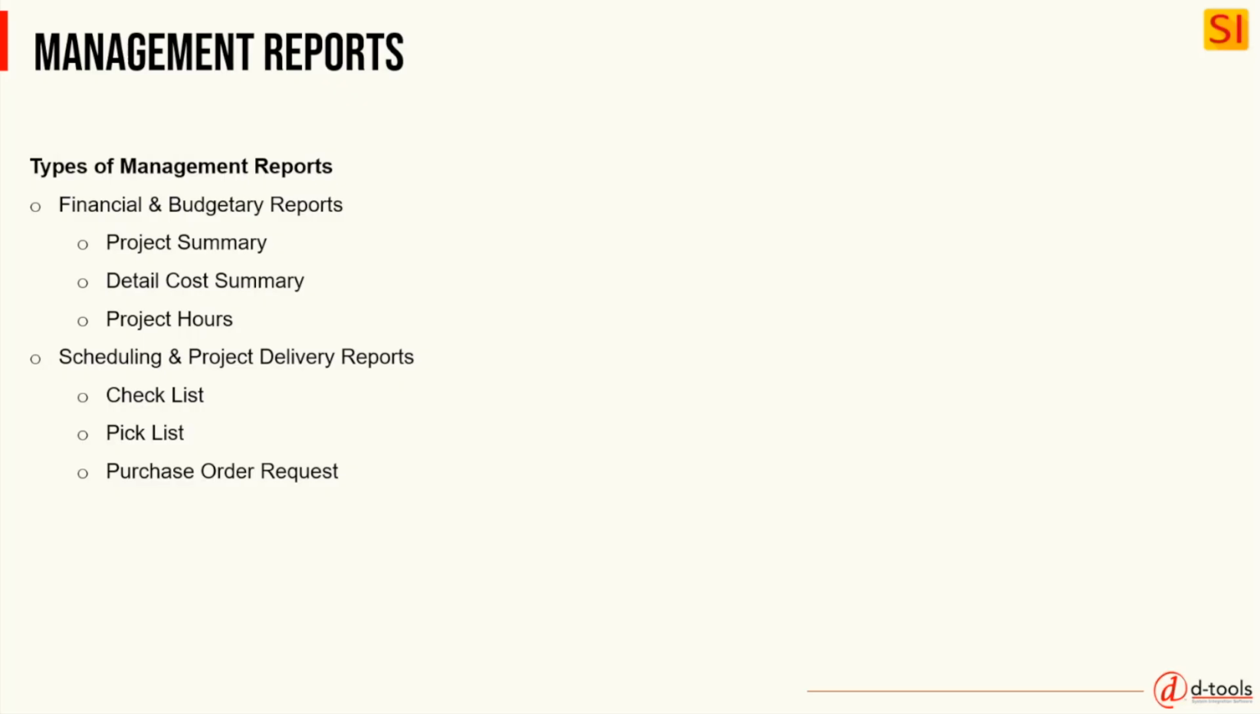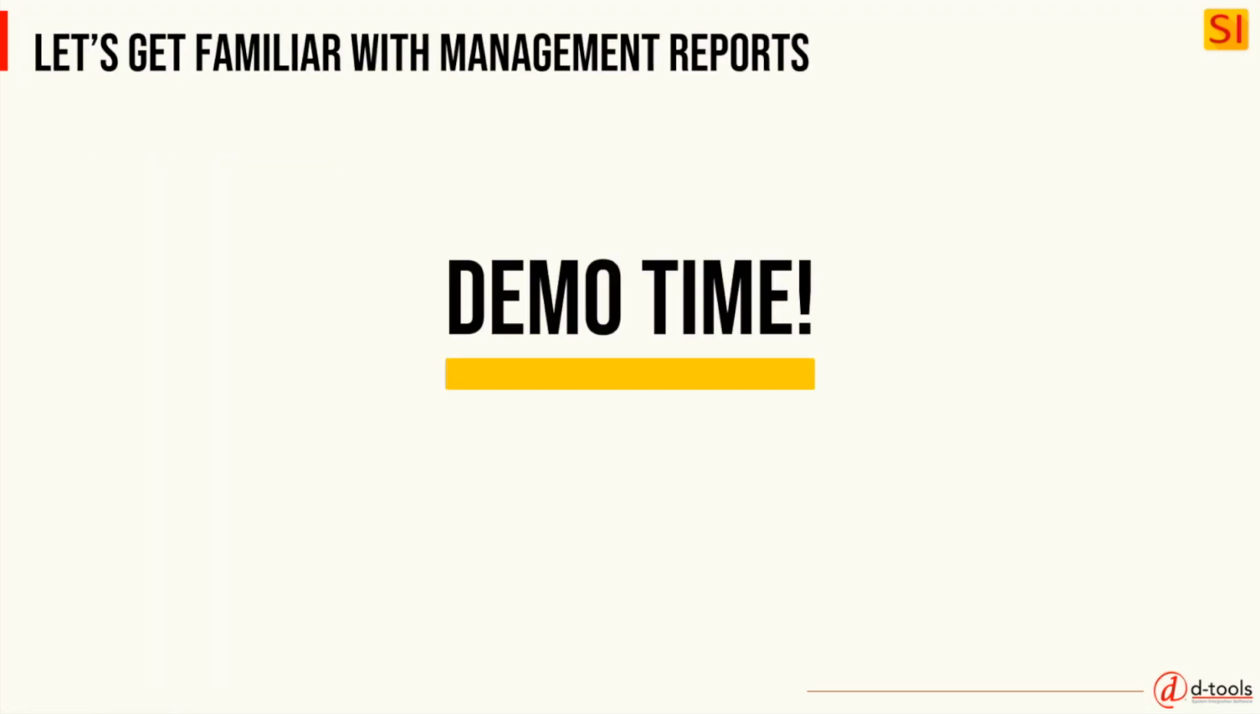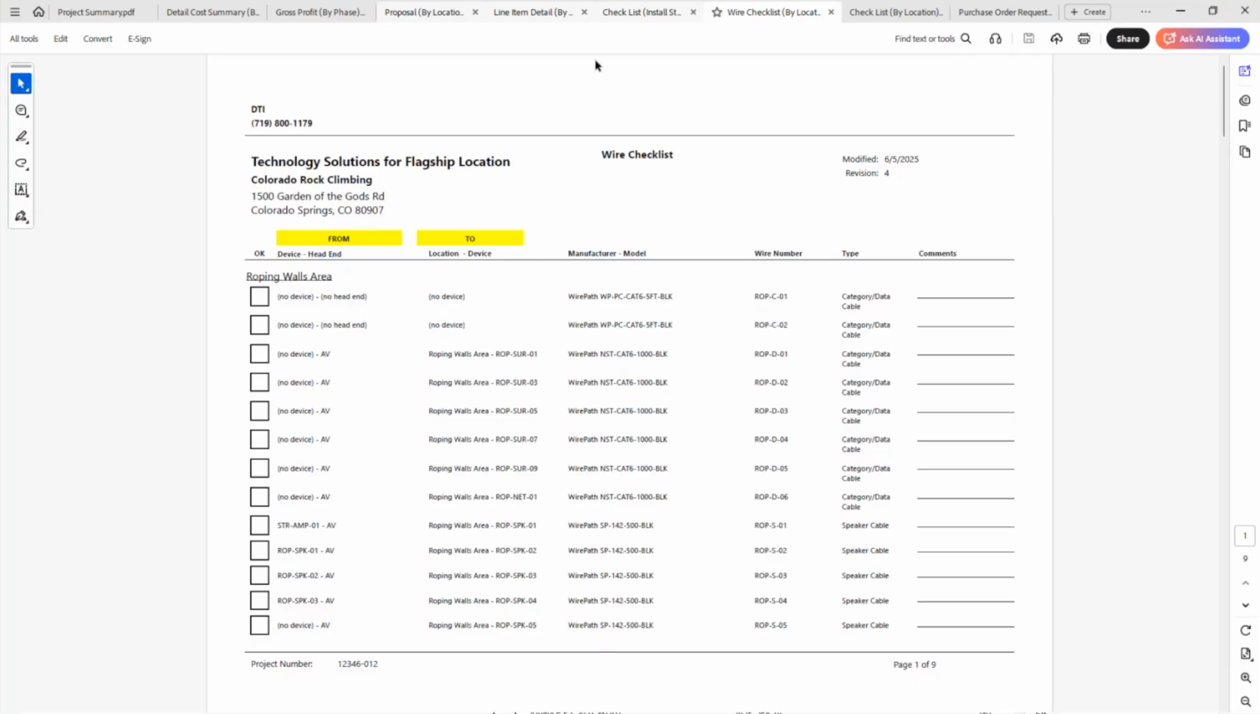Examples. And sorry, I break up these management reports into two types. The financial and budgetary reports, so things like the project summary, the detailed cost summary, and project hours, those things that help me with planning, versus scheduling and project delivery reports, so my checklist, my pick list, even purchase order requests. So let's take a quick look at a few samples there.